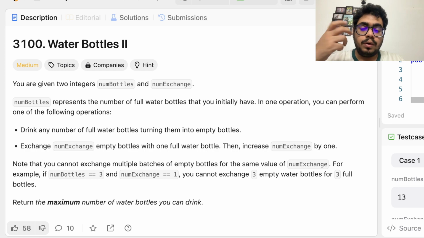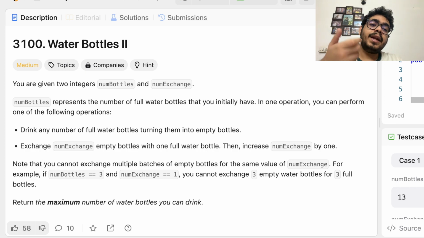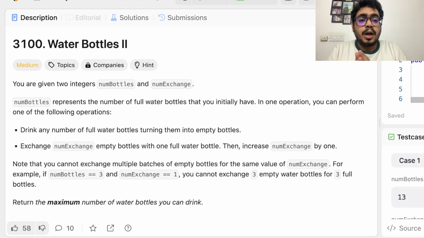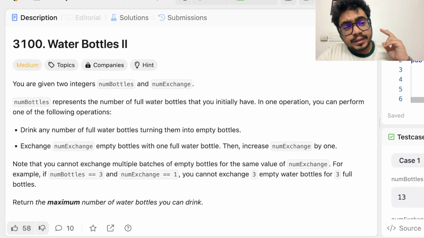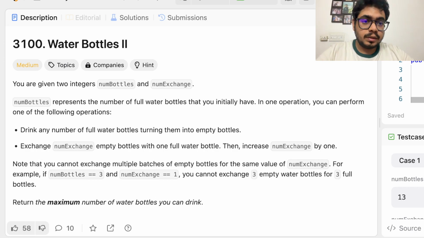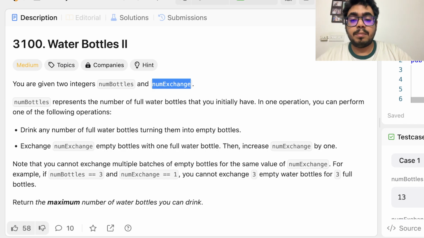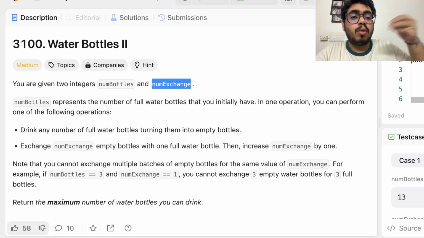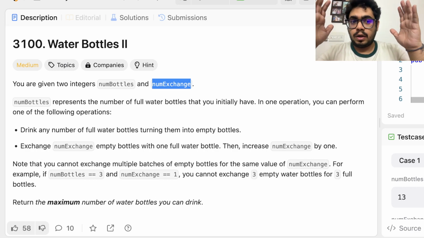Okay. Now, we can do some operations here. We can drink a particular bottle. Once we drink water from a particular bottle, it becomes empty. So from full, it will be an empty bottle. Second thing we can do, we can exchange some of the empty bottles to get a new bottle. How many we exchange depends upon this num of exchange. As an example, if num of exchange is 2, that means we can give 2 empty bottles and get a full bottle.